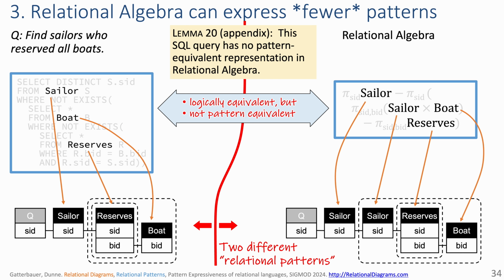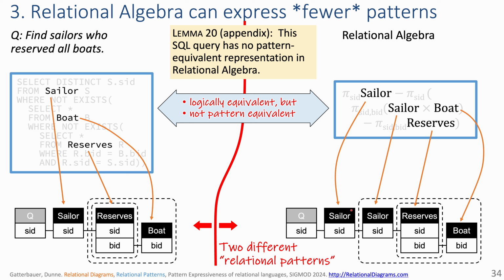Here's how relational diagrams represent these 2 queries. Let's now try to read these patterns. On the left, find sailors such that there doesn't exist any boat that is not reserved by that sailor. This is a pattern that cannot be represented in relational algebra.